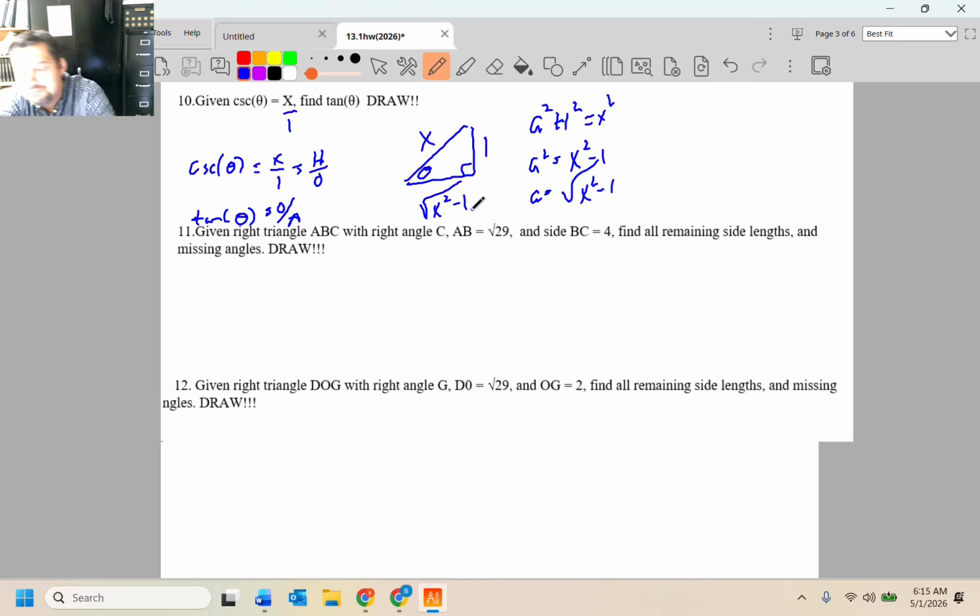There's the adjacent side. So now I can find the actual tangent of theta. It is opposite, which is 1, sitting pretty over the adjacent length, which is the root of x squared minus 1. And normally we would clean that up, but I don't actually clean these up. There's a reason I don't actually clean them up. It's not that we can't. We can. I just choose not to.